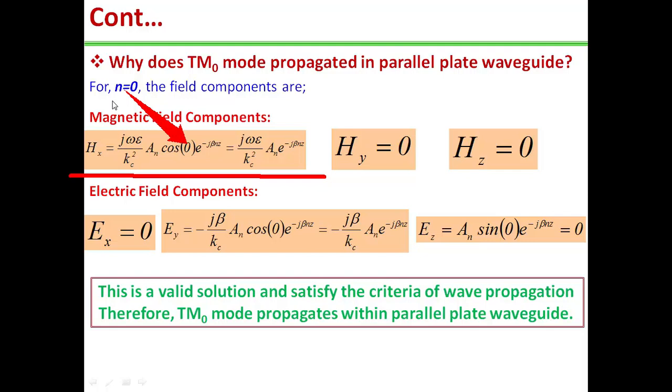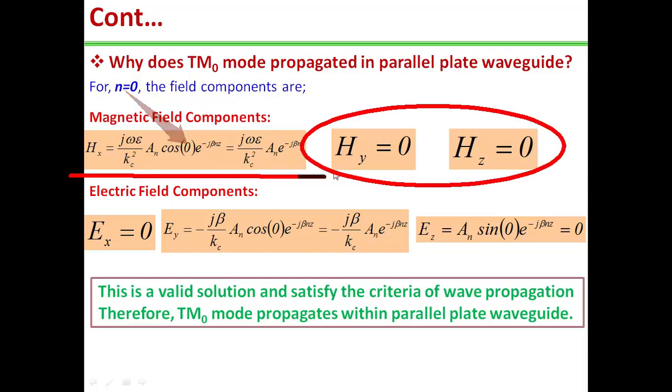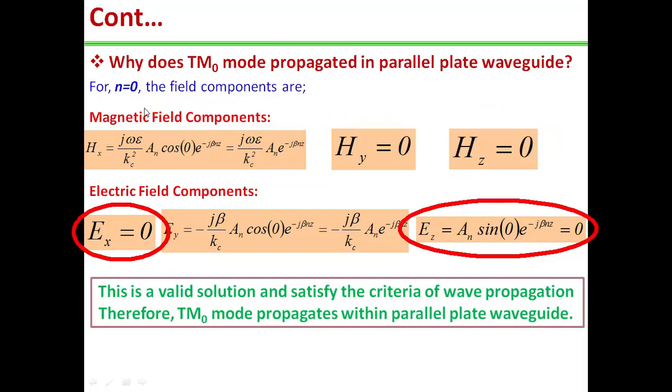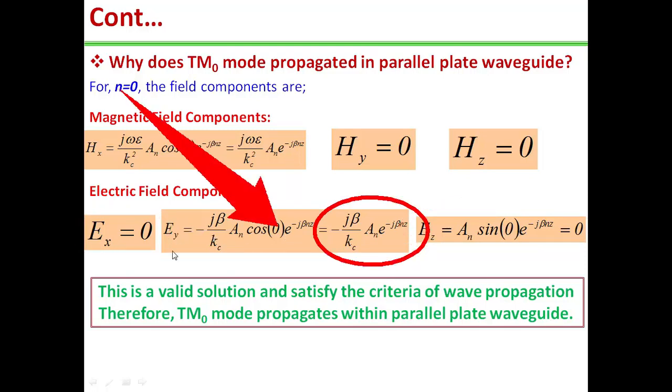Now after putting the value of n equal to 0, we have Hx equal to j omega epsilon divided by kc square an e to the power minus j beta z, whereas the Hy and Hz components are 0. After putting n equal to 0, we have the electric field components along the x and z directions as 0, whereas in the y direction we have the electric field component Ey equal to minus j beta divided by kc an e to the power minus j beta z.